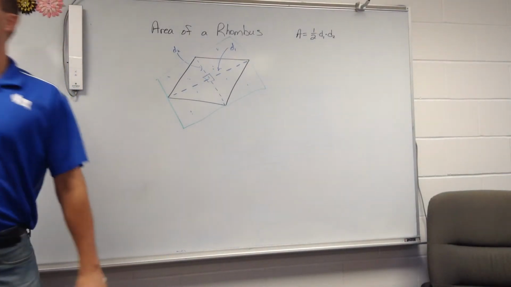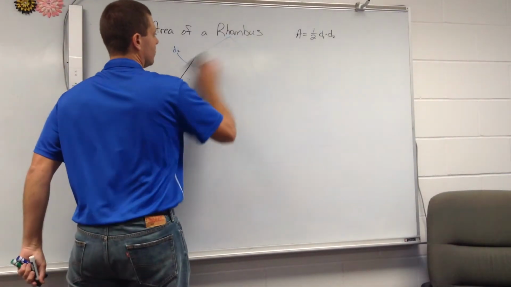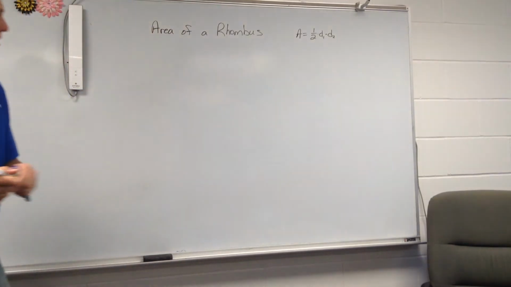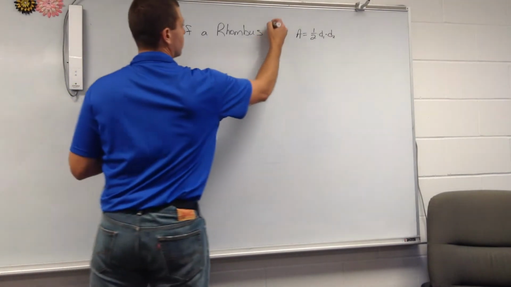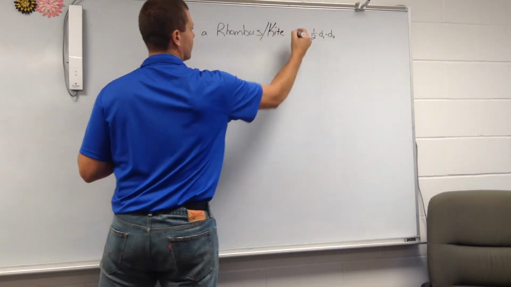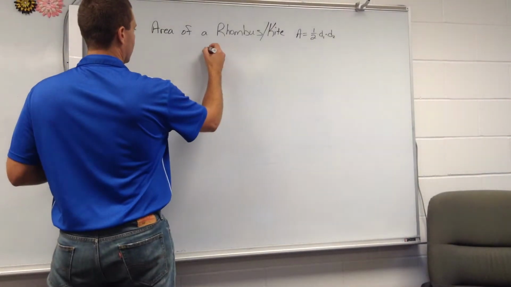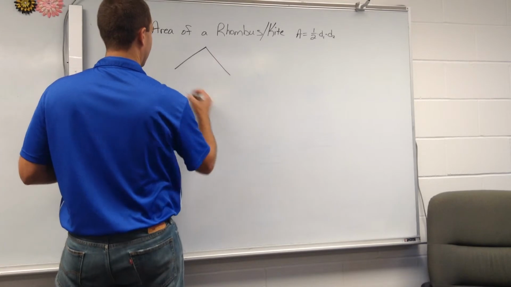Kite. 57. Slow me down if you need to, guys. Okay? I'm trying to fly here because I want to get it done. Rhombus slash kite. And the reason I can do that is because we do it the exact same way. Okay? Exactly the same way. Kite.